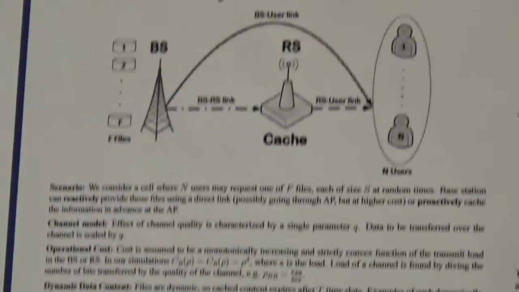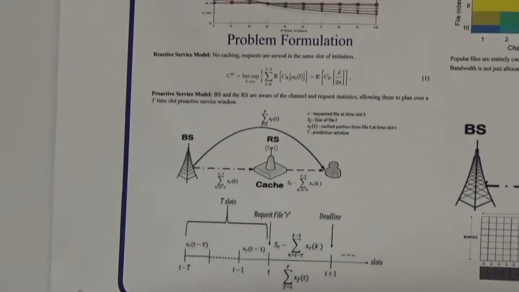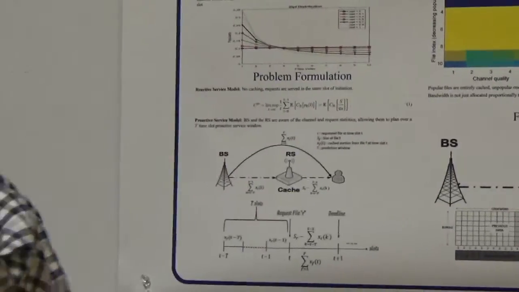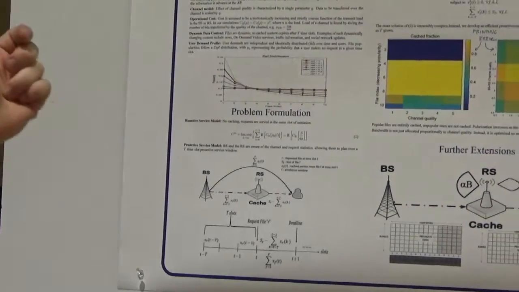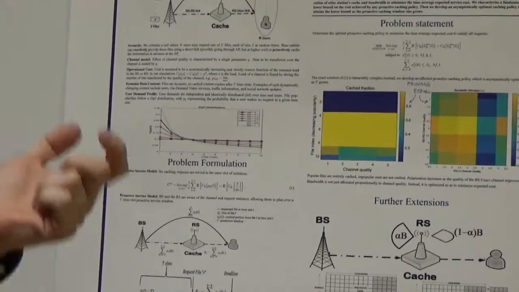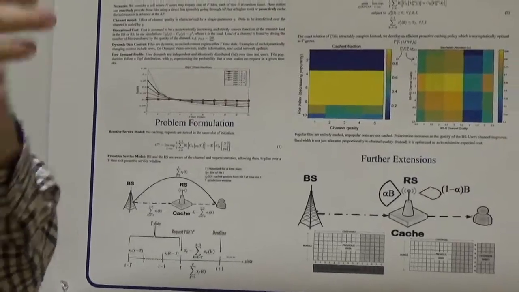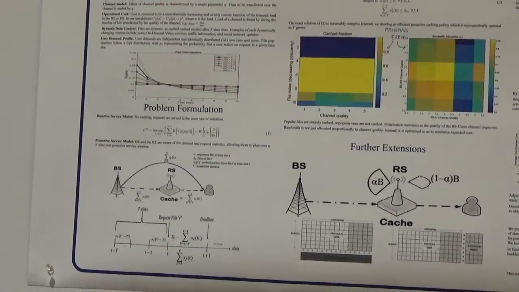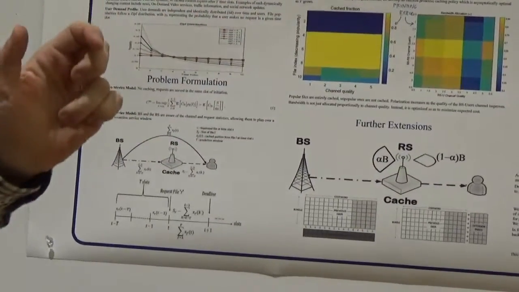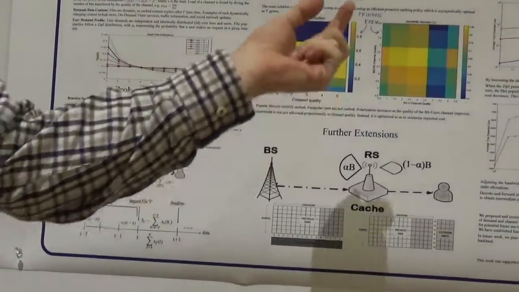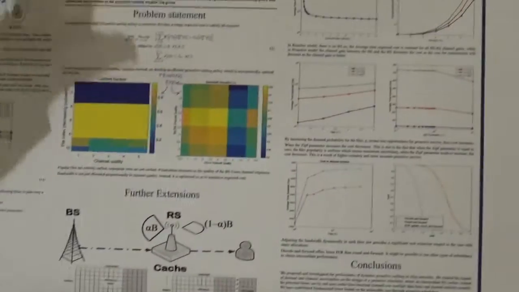So we are using a proactive caching model, which means that in every time slot we cache some fraction of each file based on our estimation of the possible requests in the future, and that information remains valid only for a limited number of time slots, capital T time slots. So whatever I cache now will expire after capital T time slots. The idea here is that we're optimizing the fraction of each file that will be cached, as well as the bandwidth allocation between the backhaul and access links. So that's the first part of the project.